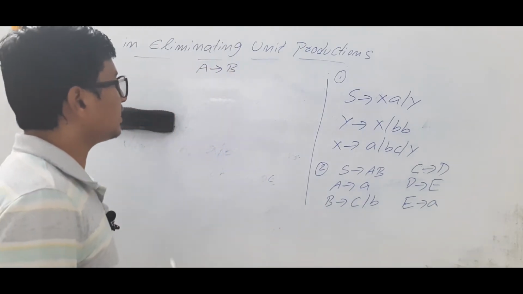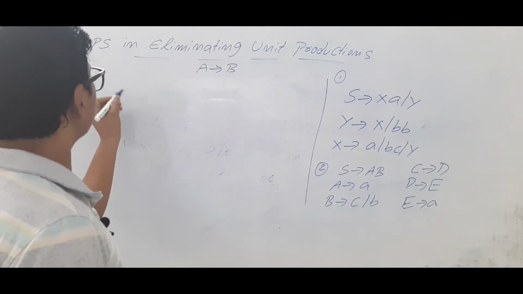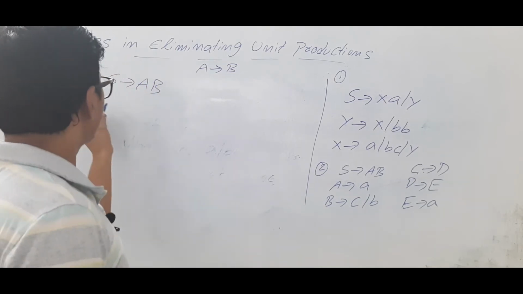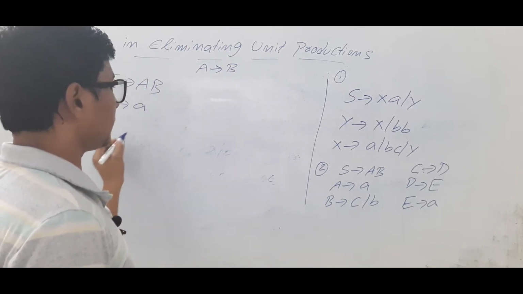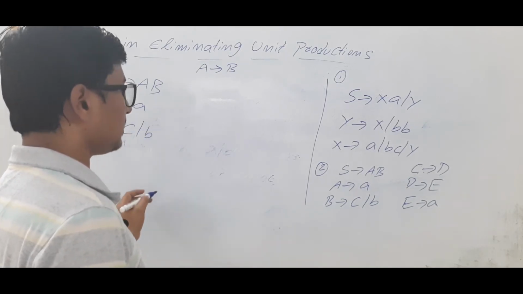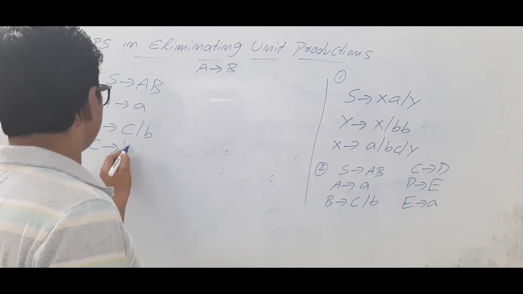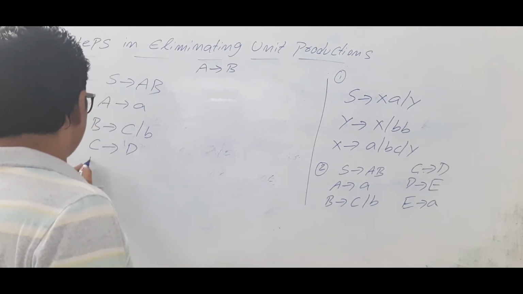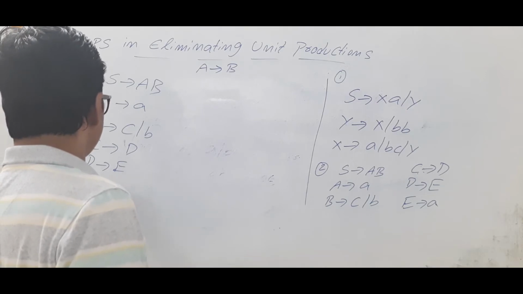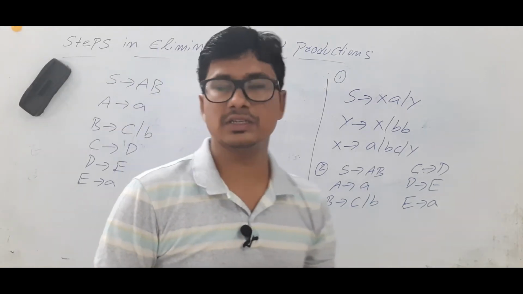Now we will discuss example 2. Example 2 is that S determines AB, A determines A, B determines C and B, C determines D, D determines E, and E determines A. Okay, so this is the given grammar.